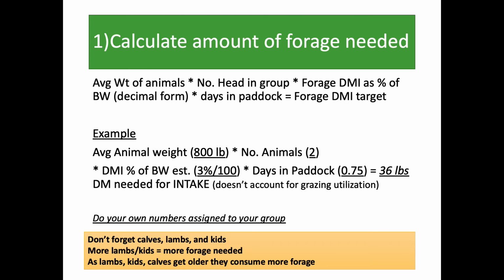So you've got your 775 pounds times your 3 head. That's where it's wrong in your book. Yep, 3 head, that'll make a difference. All right, group 7, what did you come up with? Perfect. Group 8? 37.5. Yep, you're good.